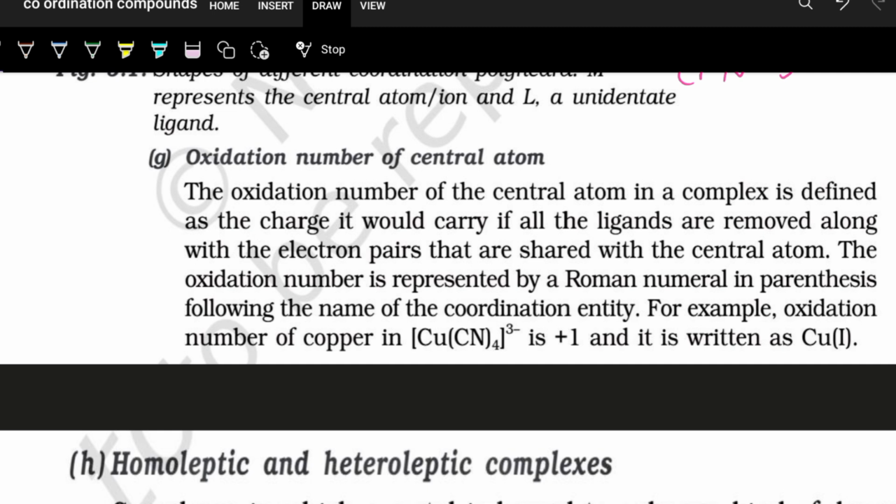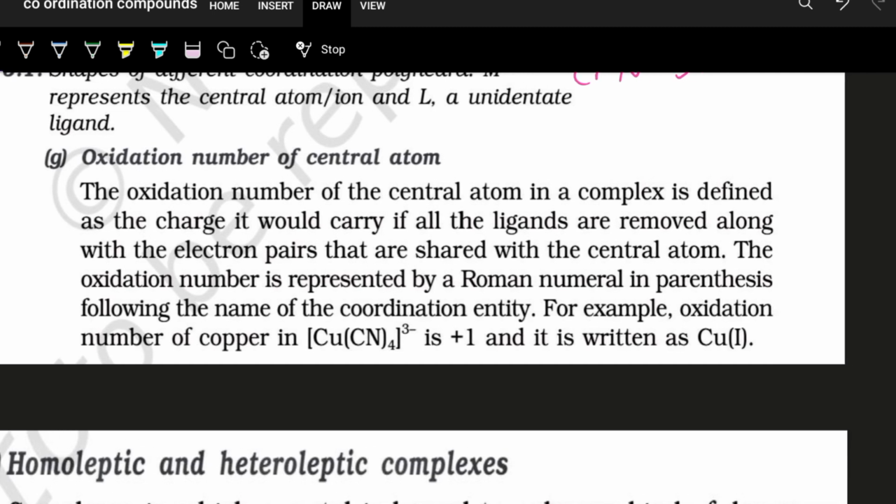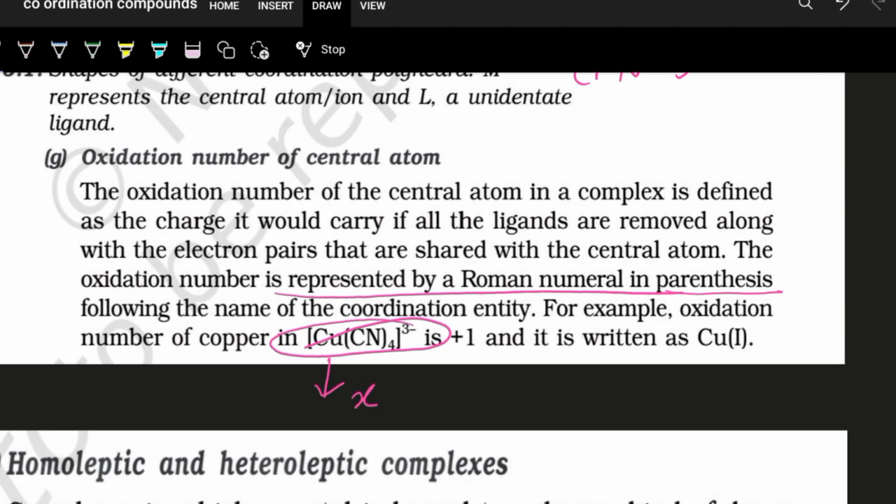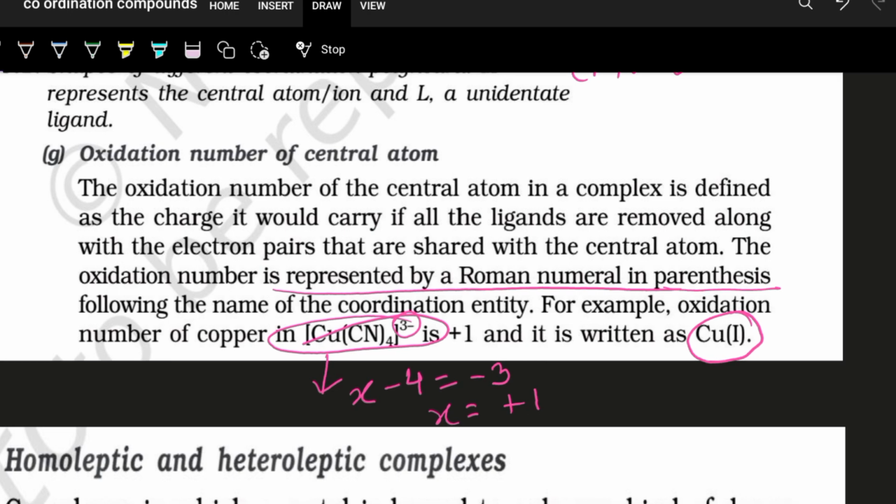Finding the oxidation number of central atom, that we have seen, it is represented by the Roman numeral in parenthesis. So here, how to find for copper, if I consider the oxidation number to be X and CN minus 1, there are 4 such. So minus 4 plus X is equal to overall charge minus 3. So X is equal to plus 1. So copper has plus 1 oxidation number. So this is how it is written.